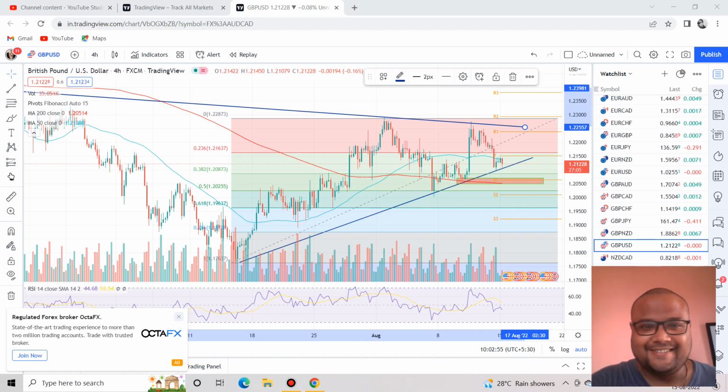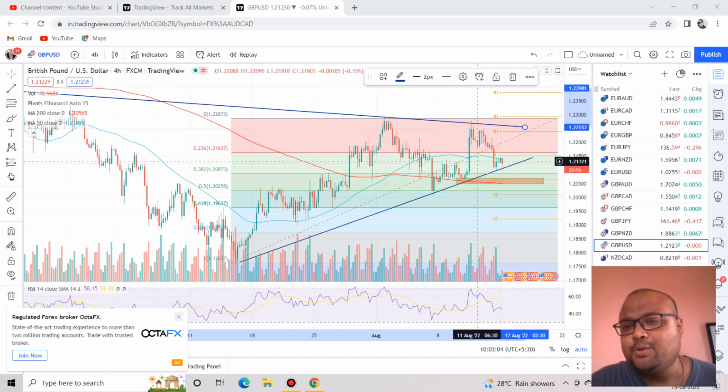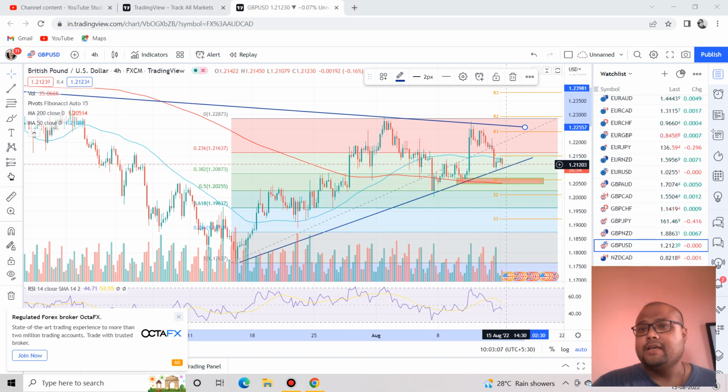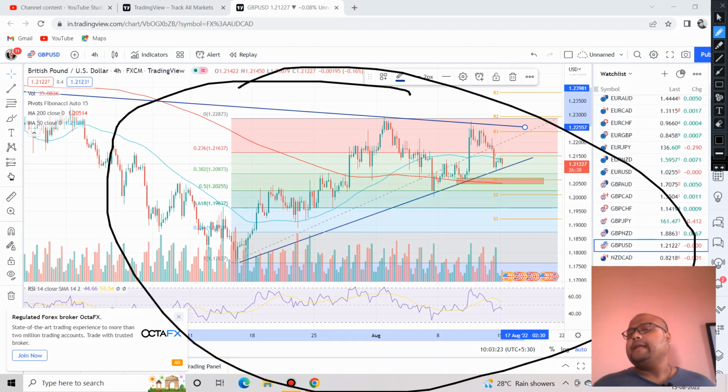So let's get started. This is the 4-hour chart of GBPUSD, and as you can see, after the market opening, GBPUSD is standing at 1.2122. This is the current market price of GBPUSD. And surprisingly, GBPUSD is still respecting the trend line, which has been acting as a dynamic support for quite some time. If you observe the chart carefully, you can see that overall we have an ascending triangle pattern.